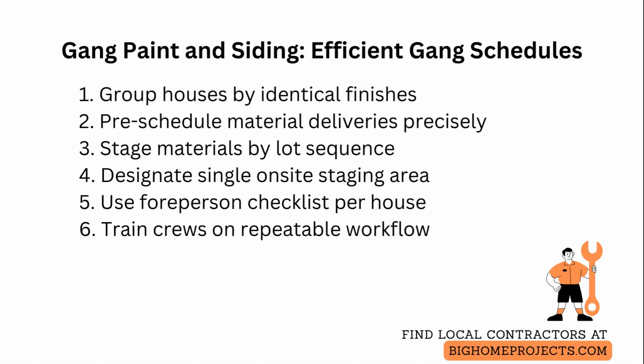Use a simple checklist for each trade that the foreperson signs when leaving a house, so quality issues are caught immediately and do not require return trips. Train crews on a repeatable workflow for surface prep, masking, and cleanup so each house takes a predictable amount of time and you can confidently build a gang schedule.